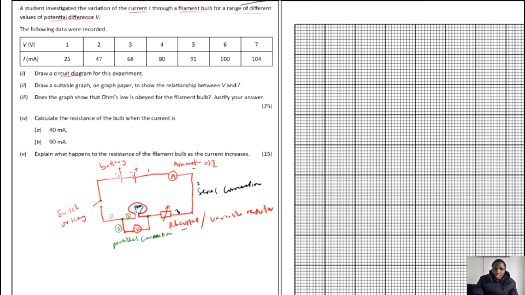So you need to know the ones that are in series connection and the ones that are in parallel connection, for you to get the experiment. So this is all the circuit for the experiment. This is the voltmeter, this is the filament bulb, and this one is the rheostat. So that's the electric circuit for the question. Now let's quickly go to the next one. Let me make it big.